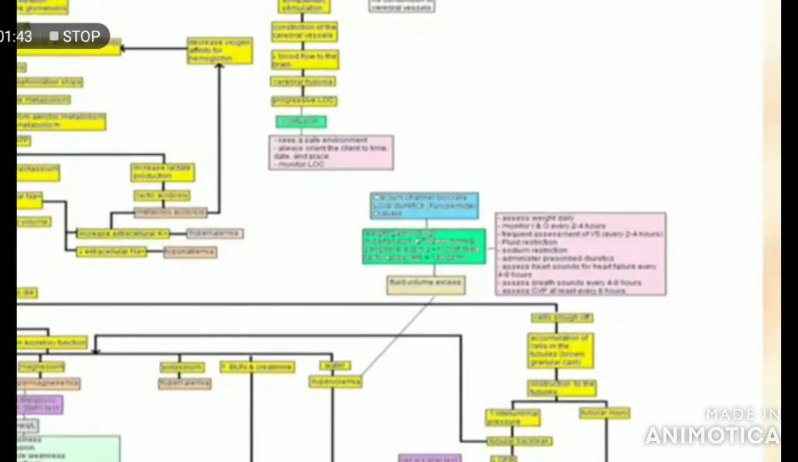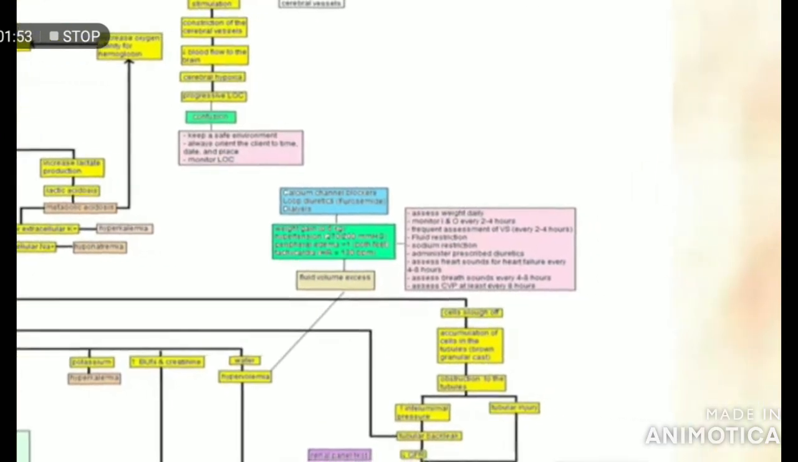The medical management would be calcium channel blockers, loop diuretics, such as furosemide, and dialysis. Nursing management: assess weight daily, monitor intake and output every 2 to 4 hours, and frequently assess vital signs every 2 to 4 hours. There is fluid restriction, sodium restriction, and administration of prescribed diuretics. Assess heart sounds for heart failure every 4 to 6 hours, assess breath sounds every 4 to 8 hours, and assess CVP at least every 8 hours.